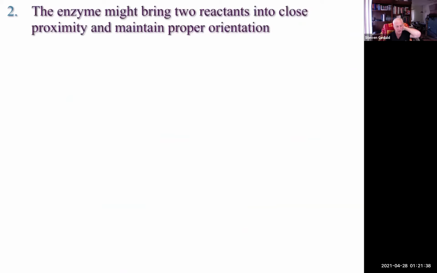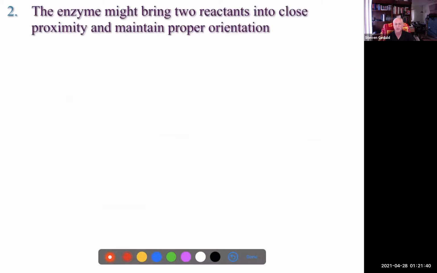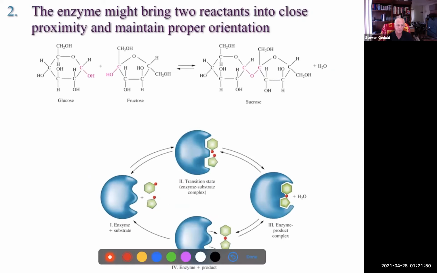Okay, or the enzyme might bring two reactants into close proximity and give them a proper orientation so that they can bind. So they can approach one another and form a bond. Okay, this is an example of glucose and fructose. Okay, the glucose and fructose combine to form sucrose. Okay, by the linkage there.